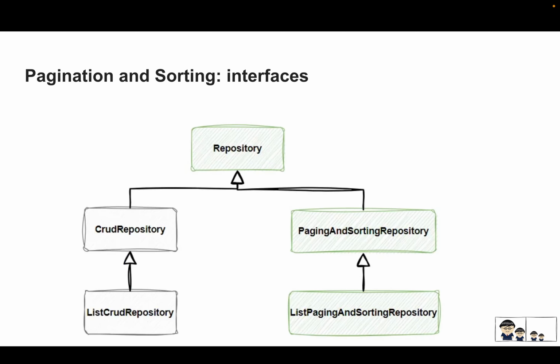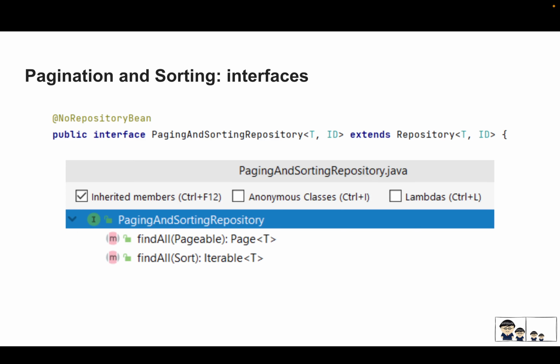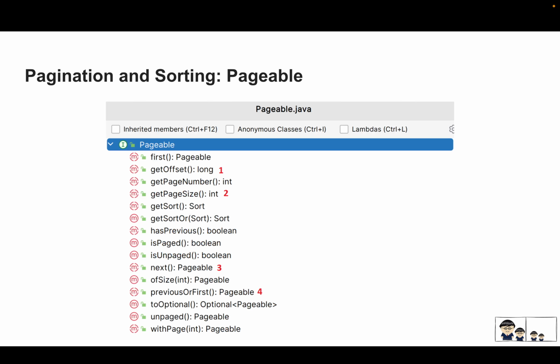So the repository interface has another branch of children, named like PagingAndSorting something repository, and they consume Pageable and Sort typed parameters as input parameters. The Pageable interface provides us a set of methods to manipulate a page of our entities. So we can get the current offset and the page size, and we can go forward and backward through our pages.